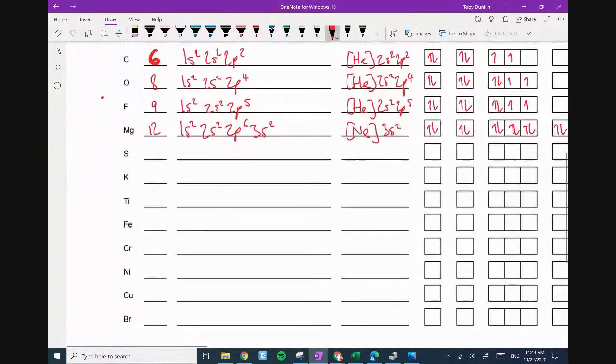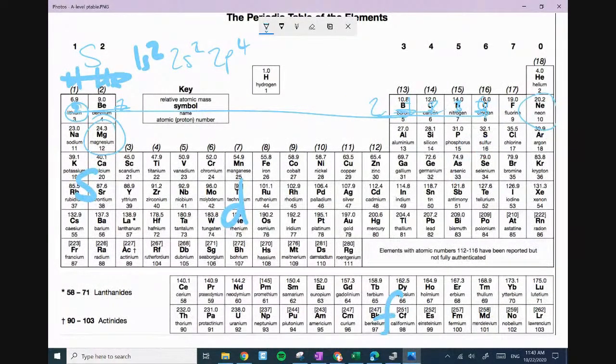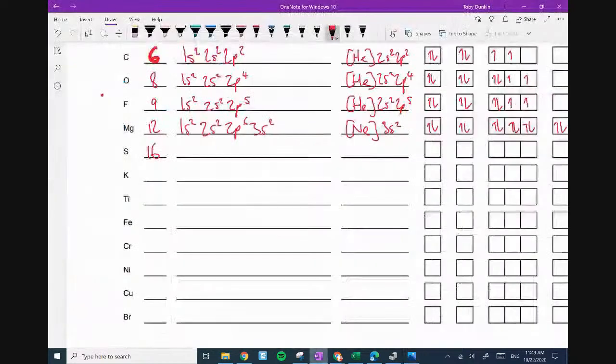They're slowly getting bigger. Sulfur is element number 16, I believe. I'm going to check that one. I don't do sulfur enough. So sulfur is element number 16, 16 electrons.